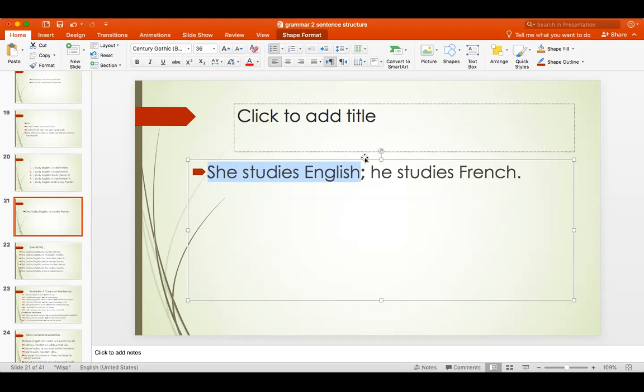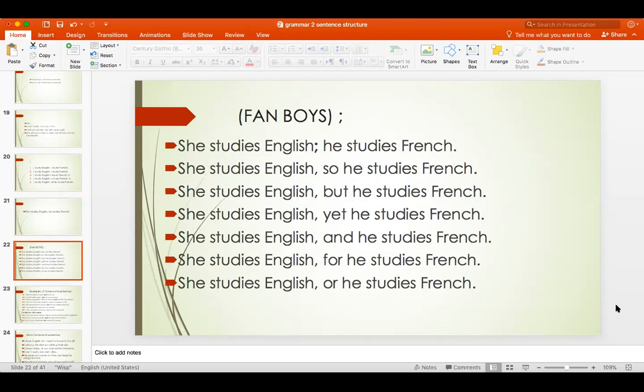Okay, if you paused this video and thought about this, let's see the surprise here. Actually, every one of the fanboys can be used to replace the semicolon except nor, remember, because there's no negative. But again, this is going to change the meaning of the sentence, the two clauses, the context. She studies English, so he studies French. If we're talking about a brother and a sister, and one of them has to choose something and the other something else, so as a result. And if so can be used, for can also be used.